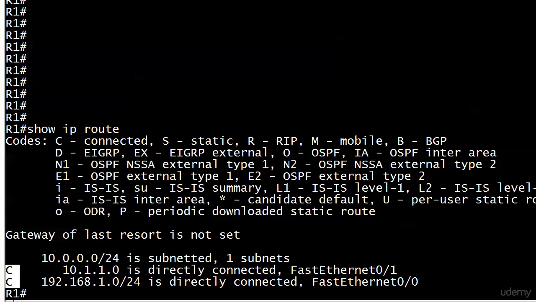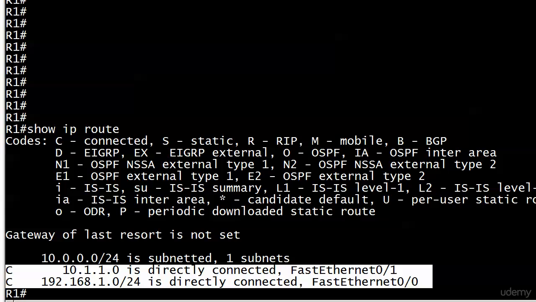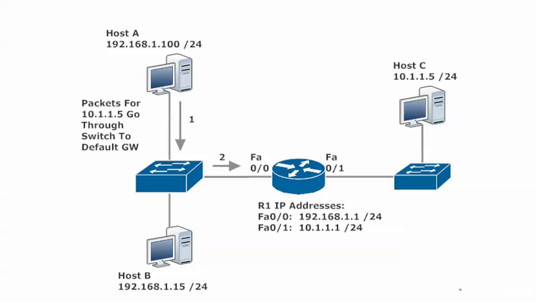And you can see there are the letters C. Always look over here for the code. And then, of course, for your exam, I would have a couple of these memorized, definitely C for connected. You can see the two entries, no pun intended, that the router has. It's got an entry for 10.1.1.0, directly connected off FastEthernet 0/1. And then the 192.168.1.0/24 network it's directly connected to on the other side of the router on another FastEthernet interface. So that's where we are right now.